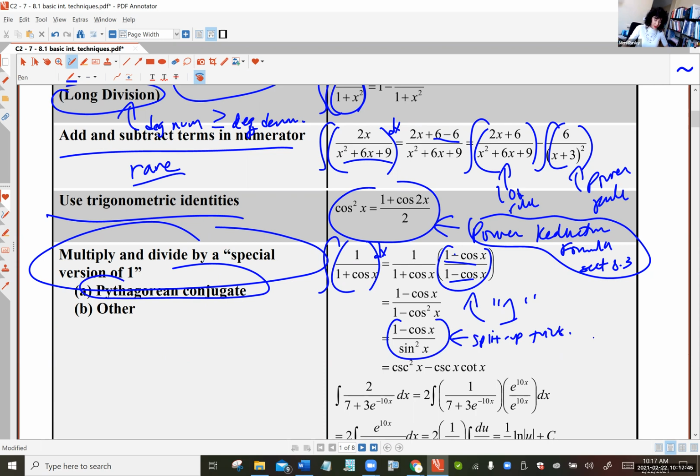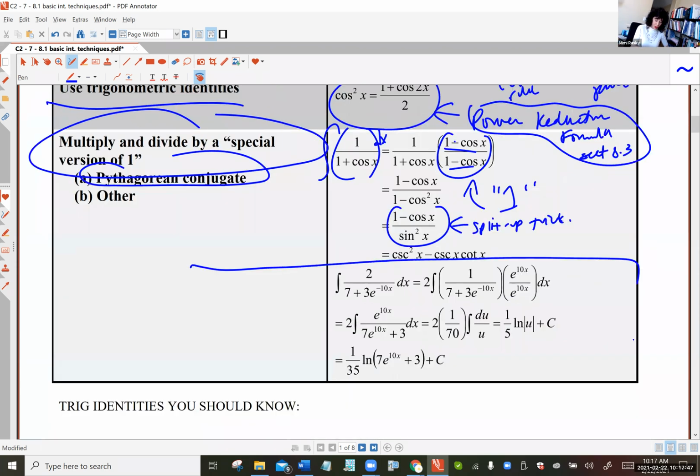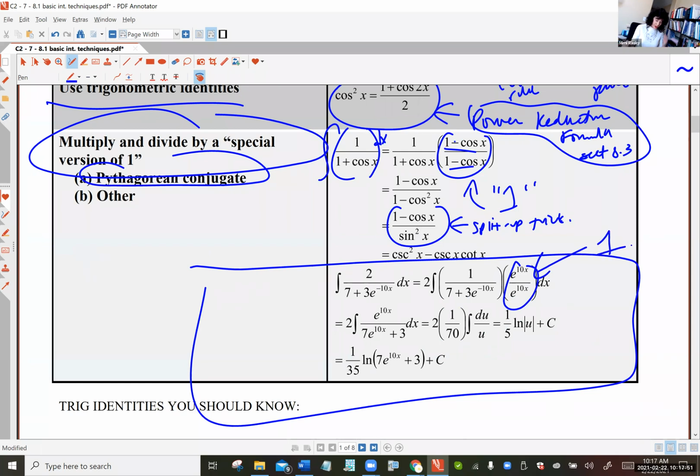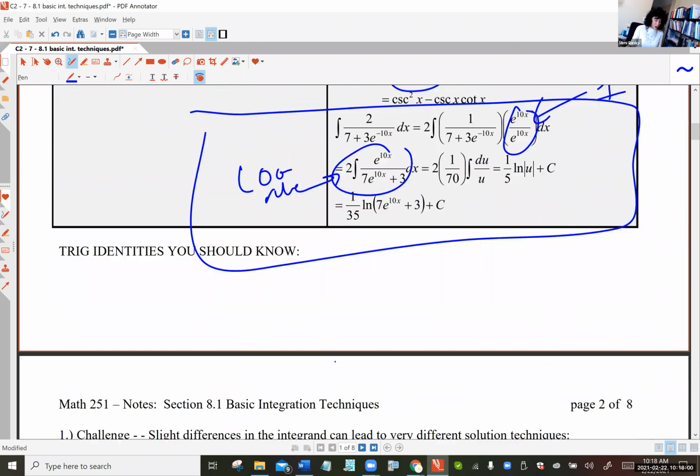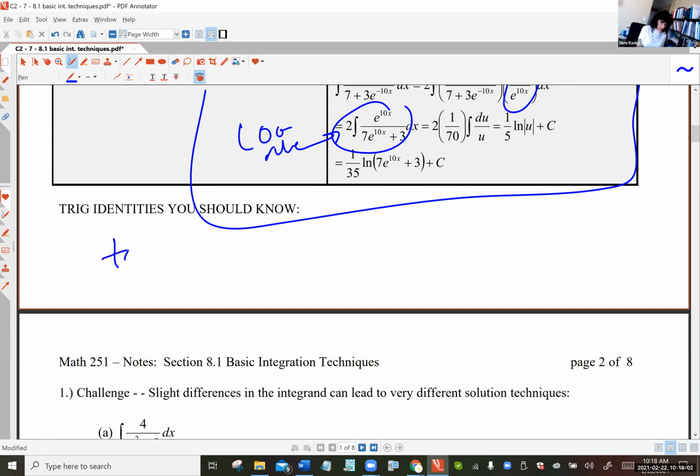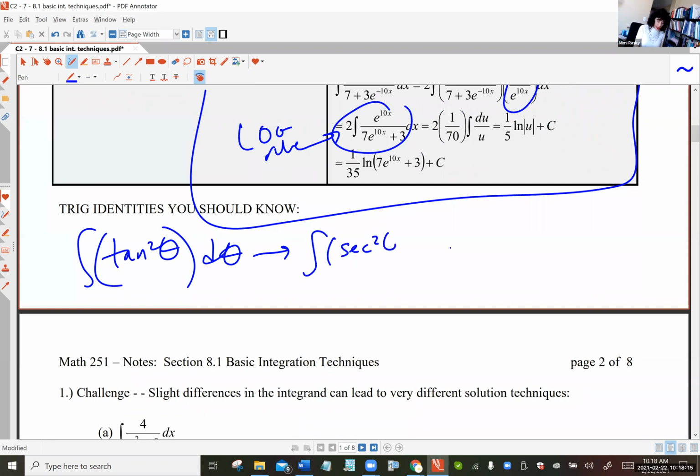Another way to use the special version of 1 is this guy right here, where when you multiply by the special version of 1, this now is doable because you can use the log rule on it, okay? Some trig identities that you should know are tan squared theta. Like if somebody said, hey, integrate tan squared, you'd be like, oh man, no way, there's no integration rule for that. Then what you would do, the trick is, oh, but that's the same as sec squared minus 1.